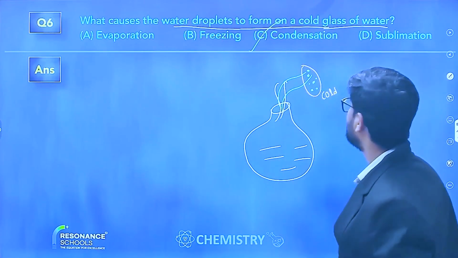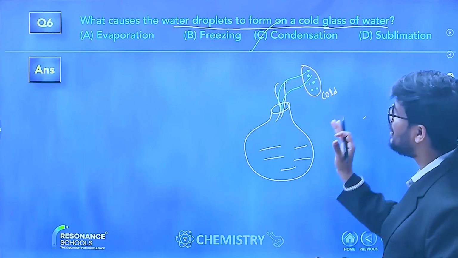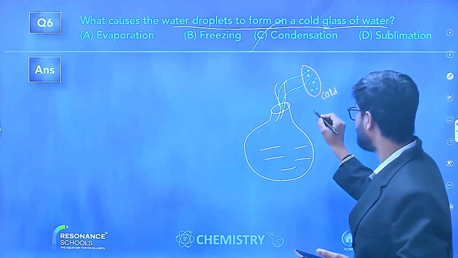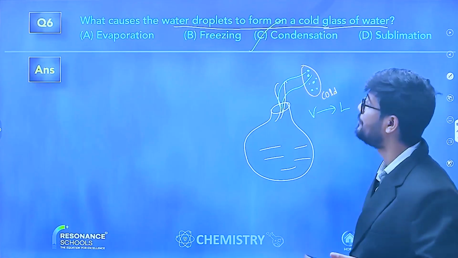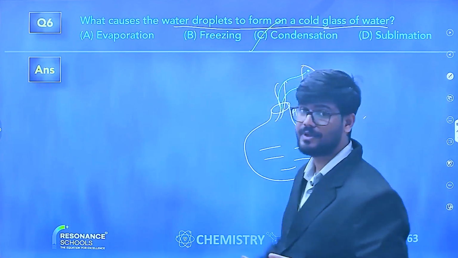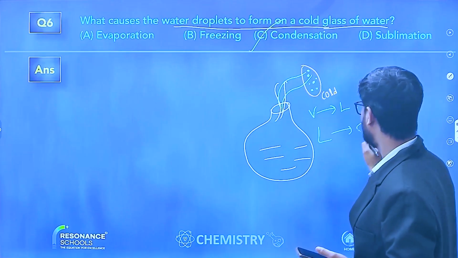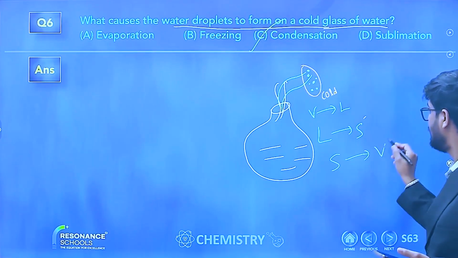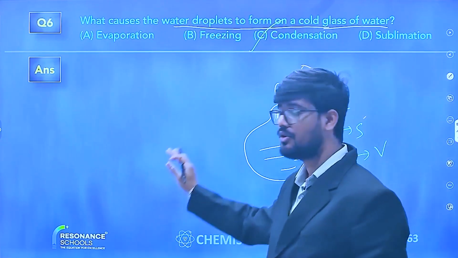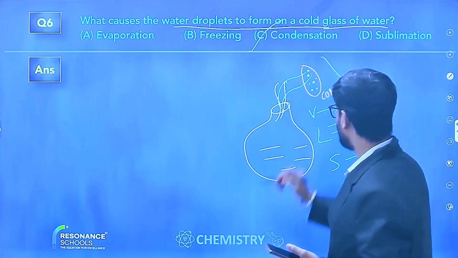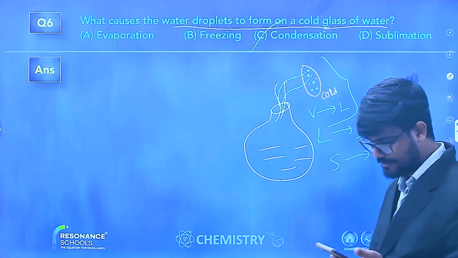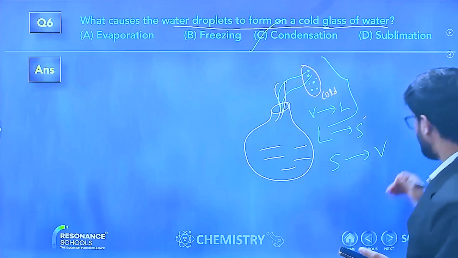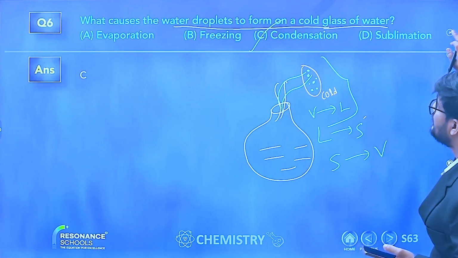So that's all condensation. Is there any other option? There is no chance of that. Evaporation means liquid to vapor, but here we are observing vapor to liquid. Freezing means liquid to solid. So that is also not the correct answer. Sublimation means solid to vapor. That is also not the correct answer. So here vapor to liquid, condensation will be the correct answer. Clear? Okay. Chalo, next question. So here C answer.